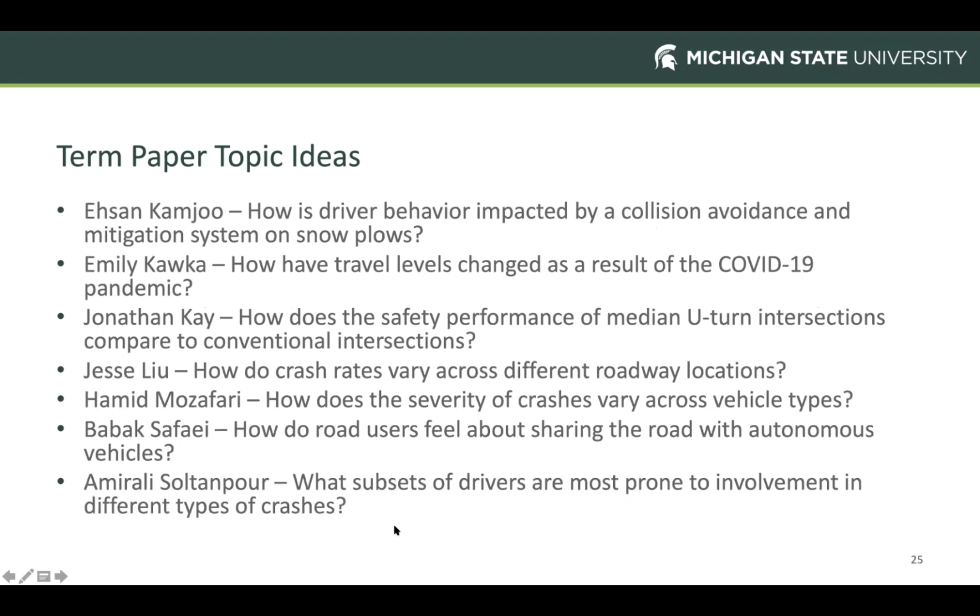The last group of students here, so Asan Tamjo has some data related to a collision avoidance and mitigation system that was installed on some MDOT snowplow trucks for some field tests that were conducted a few years ago. We have high definition, I believe, radar and potentially LiDAR data. So we've got information in short on vehicle trajectories. And so there is some potentially interesting insights we could gather from that.